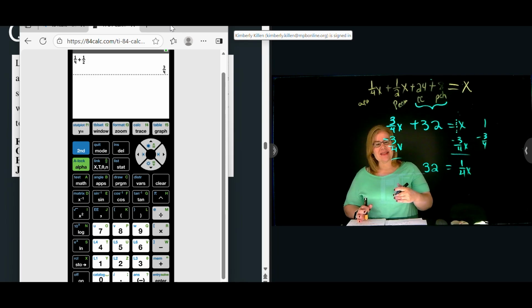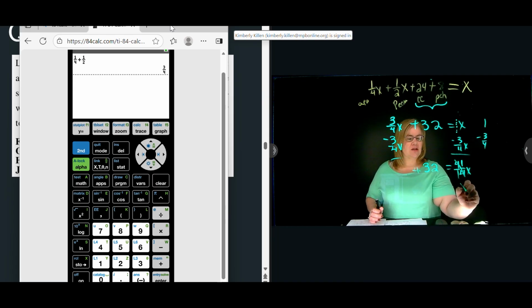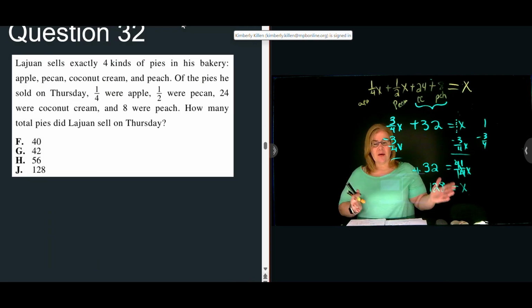Still going to have to isolate that variable, so I'm going to divide by my fraction, which is like multiplying by its reciprocal. So x equals, when I plug these two into my calculator, I get 128. So let's see what our answer is. Our answer is J. So it's 128 pies is how much that he sold.